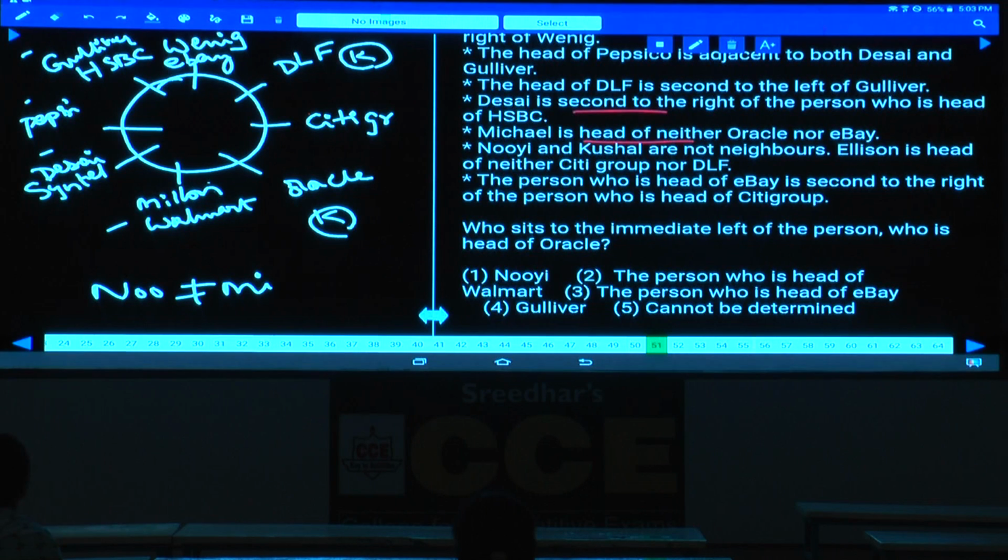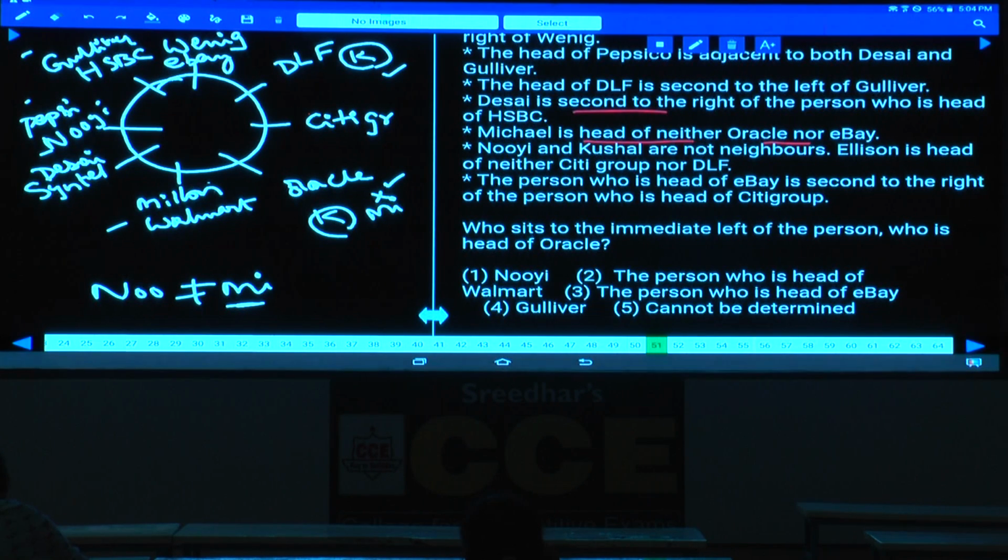Now, sir, Michael is not the head of Oracle. As Michael is not the head of Oracle, this Michael could be either Citigroup or DLF or Pepsi, isn't it? Then Michael, neither Oracle nor eBay. Nui and Kushal are not neighbors. Now, sir, if Kushal can be either at this place or at this place, then what happens here? Nui is not adjacent to that person, hence Nui cannot be in this place. Again, Nui is not adjacent to Michael as well. Nui cannot be adjacent to Kushal. Hence Nui cannot be at this place, hence Nui must be at this place.